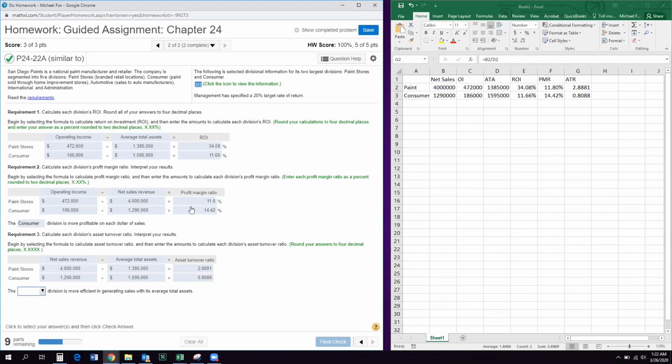So the paint store division is more efficient, and so we would say the division that gives us more sales per dollar of revenue is going to be the more efficient one. So that's going to be the paint store division.